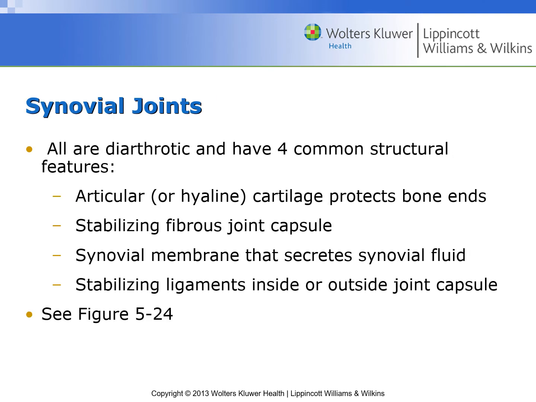Now let's discuss synovial joints. All synovial joints are diarthrotic and have four common structural features. They have articular or hyaline cartilage, which protects the bone's ends. They have a stabilizing fibrous joint capsule. They have a synovial membrane that secretes synovial fluid. And they have stabilizing ligaments inside or outside of the joint capsule.